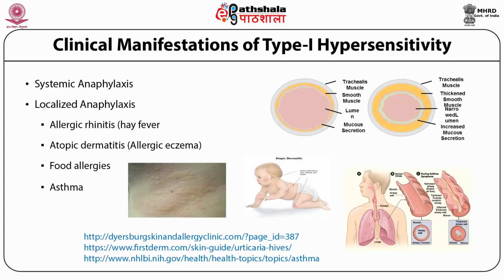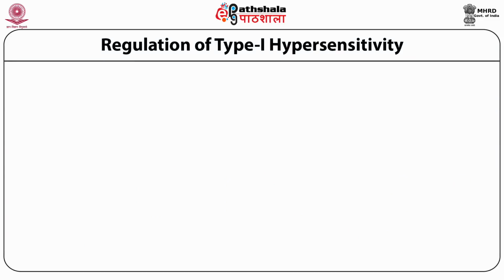The clinical manifestations of type 1 hypersensitive reactions are classified as localized anaphylaxis, for example eczema, asthma, food allergy and rhinitis, or systemic anaphylaxis, depending on the extent of tissue or organ damage, whether it is localized to the target site or systemic in nature. Here you can see a pictorial representation of various type 1 hypersensitive clinical manifestations. Let's discuss the regulation of type 1 hypersensitivity now.